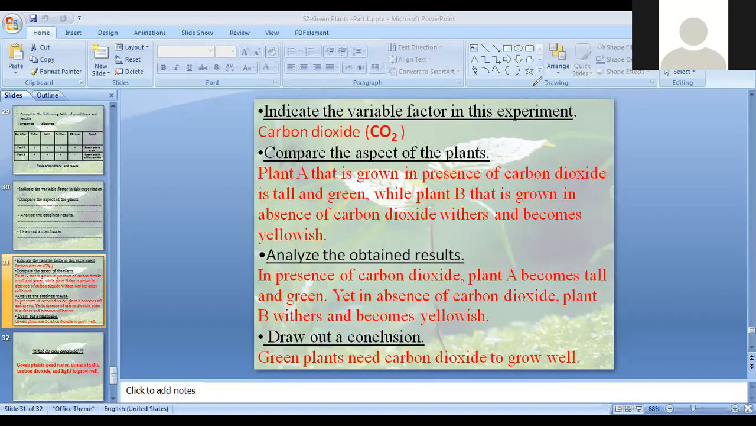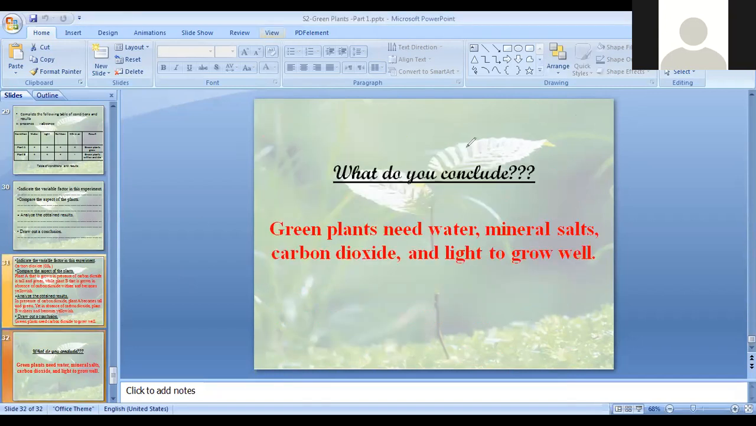So here we have four elements needed. So the green plants, they need what? They need, this is the general conclusion, they need water, they need mineral salts, they need carbon dioxide, CO2, and they need light in order to grow well. So these are the four elements needed for the growth of green plants. So you have to study these. You have to know how to analyze an experiment, to draw out the table of condition, how to draw out a conclusion, and how to identify the posed problem and the aim of this experiment. Thank you.